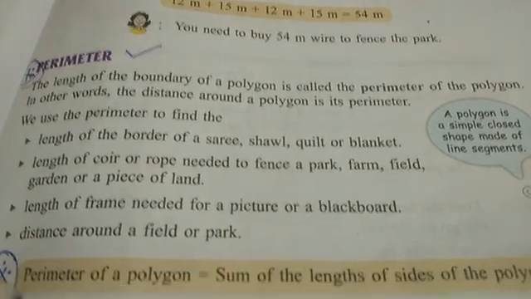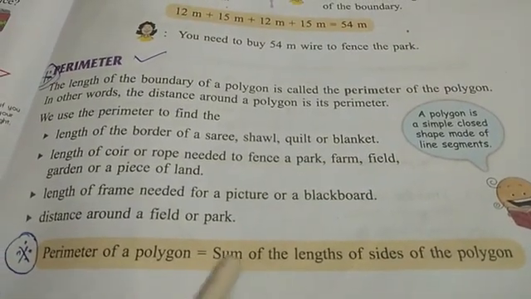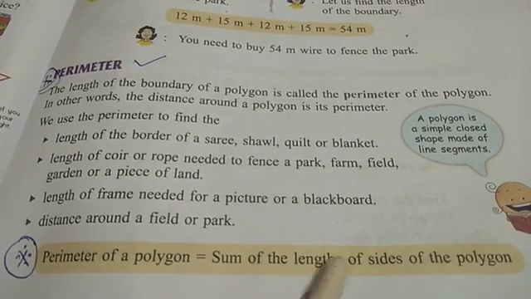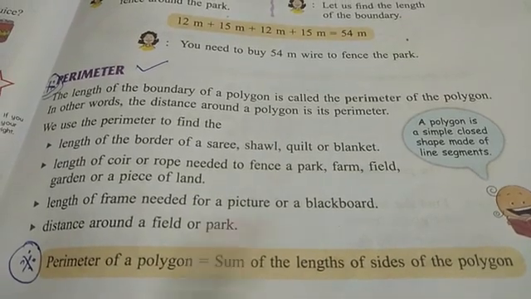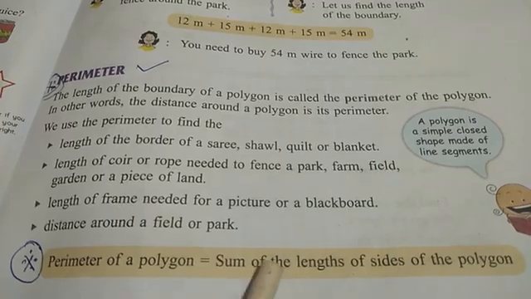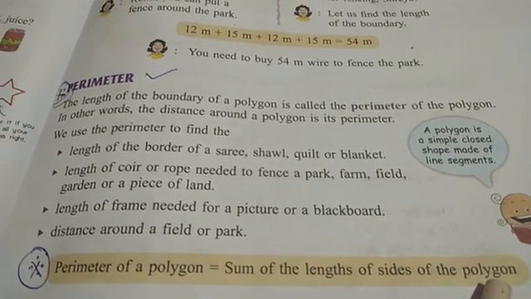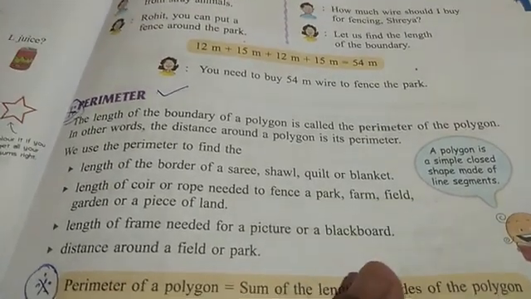Okay, here also they have given. Perimeter of a polygon is equal to the sum of the lengths of the sides of the polygon. What is the perimeter of a polygon, children? It is equal to the sum of the lengths of the sides of the polygon. Okay children, now we'll see exercise 10.1.